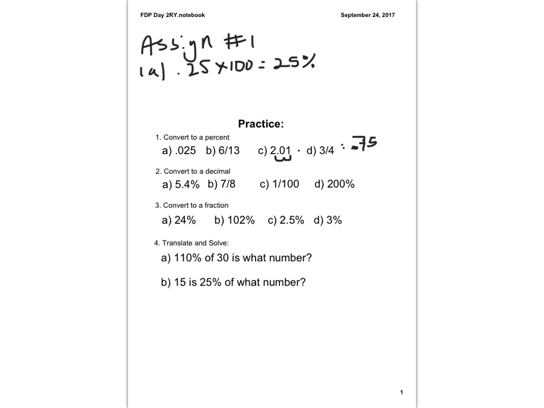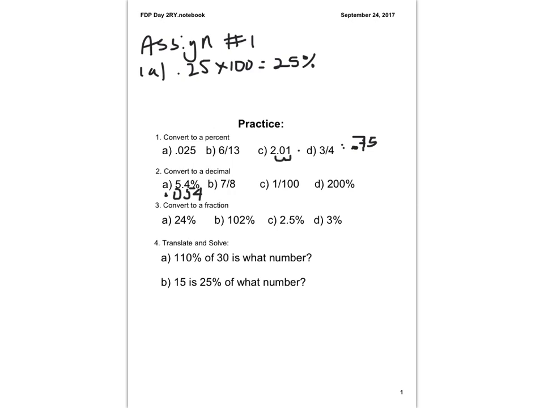When you're converting a percent to a decimal, you're doing the opposite. You are dividing by 100. Or you could say I'm moving my decimal point over 2 places and filling in any missing place with a 0. So 0.054 is my first decimal.